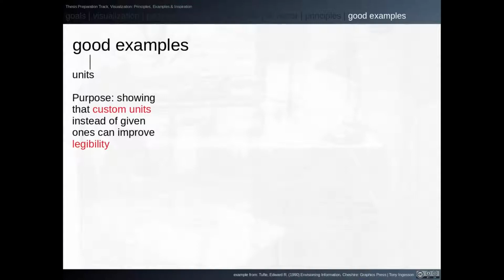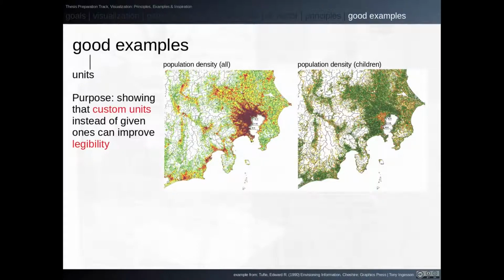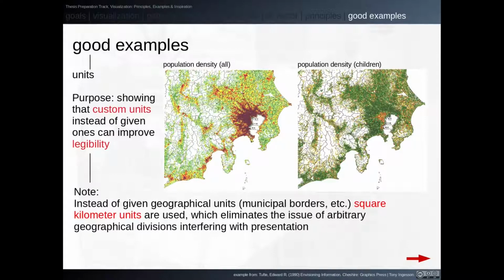Here's another example. This is to show you that custom units, instead of given units, can improve the legibility of a fairly complex illustration, such as this map. Instead of using given geographical units, such as existing municipal borders and county borders, this map uses square kilometer units. That means that each unit is exactly the same size as every other unit. This eliminates the issue of having arbitrary geographical divisions and then averages that are different in physical space, which might interfere with the presentation.